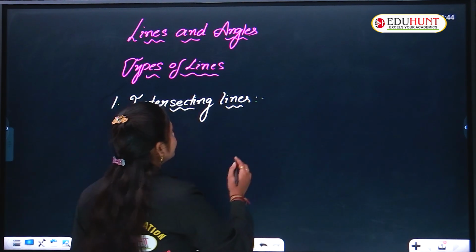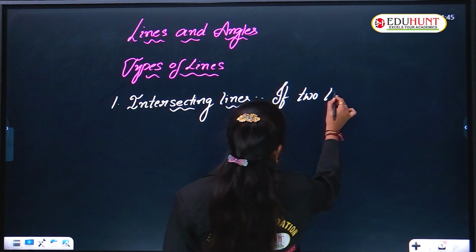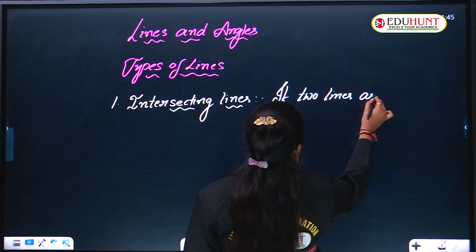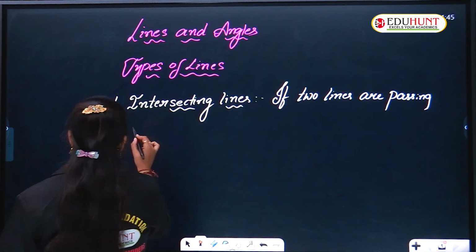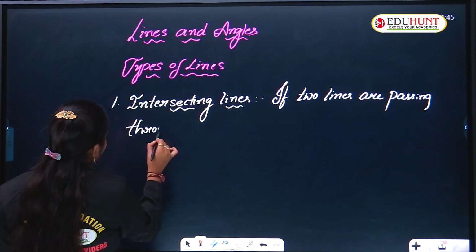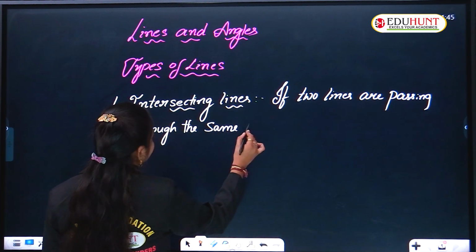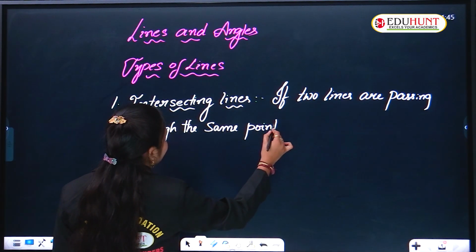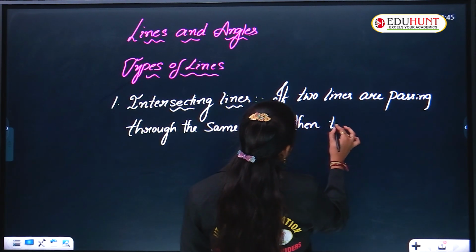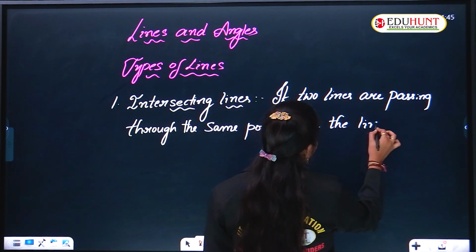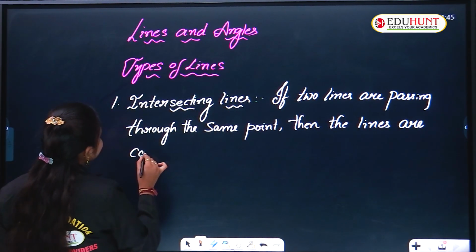See here, what is the definition? If two lines are passing through the same point, then the lines are said to be intersecting lines, or then the lines are called intersecting lines.